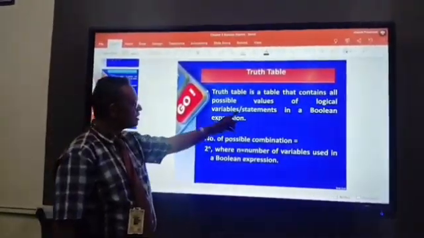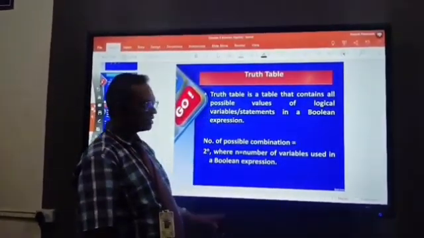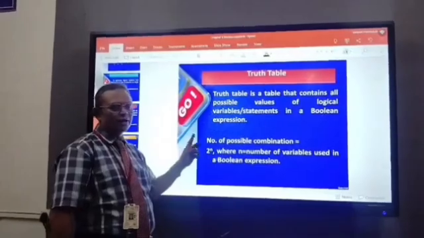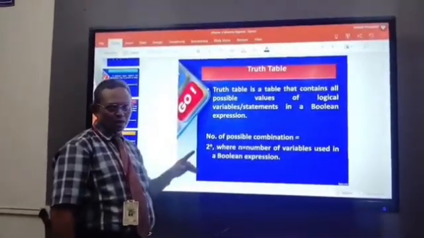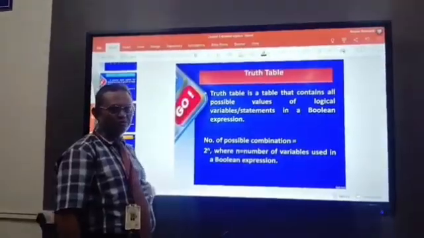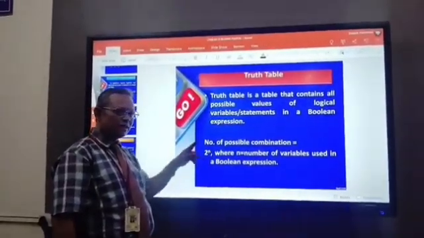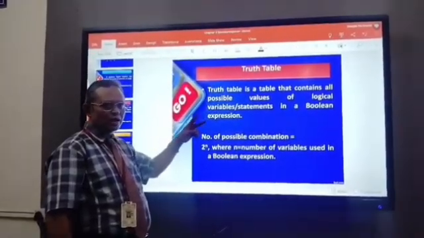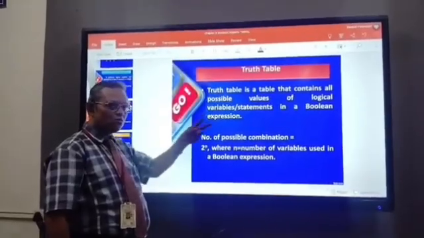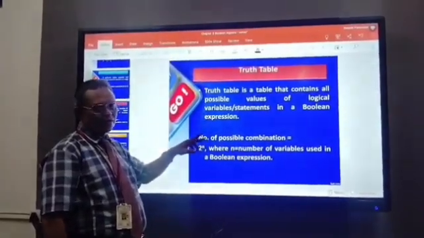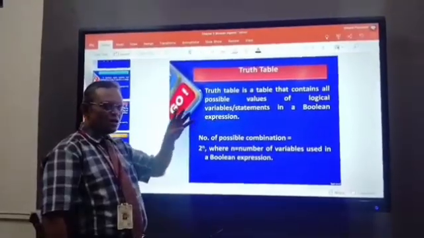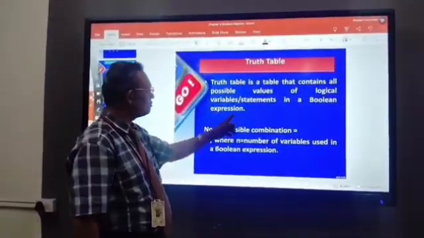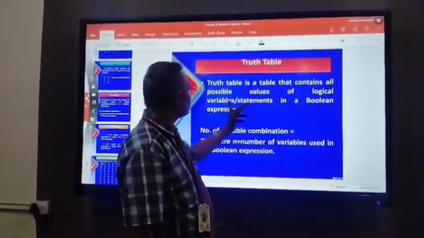For example, the meaning of all possible values is, as we discussed already, if there is only one input, then the possible combinations are either 0 or 1. That is 2 power 1, two possibilities of input. Similarly, in the case of a two-input AND gate or two-input OR gate, with inputs X and Y, there are 2 power 2, that is 4 possible inputs: 0 0, 0 1, 1 0, 1 1. So this is the meaning of providing all possible values.